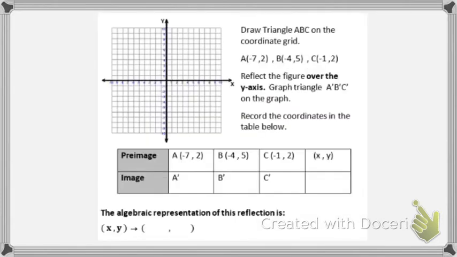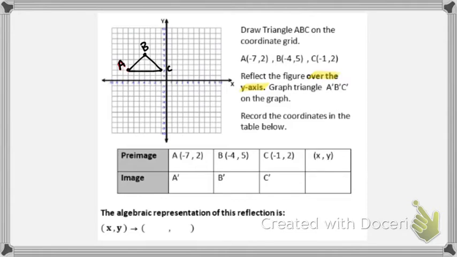Okay, so first let's go ahead and draw a triangle ABC with the coordinates -7, 2. So this one is A. Actually, let me put it in black. -4, 5 is B, and then -1, 2 is C. And then we have that triangle. It says reflect over the y-axis. Graph the triangle A prime, B prime, C prime on the graph.